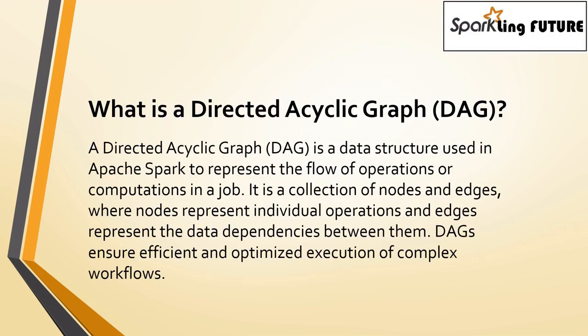Friends, today we will discuss DAG in Spark. So what is DAG? A directed acyclic graph is the full form of DAG. It is a data structure used in Apache Spark to represent the flow of operations or computations in a job.